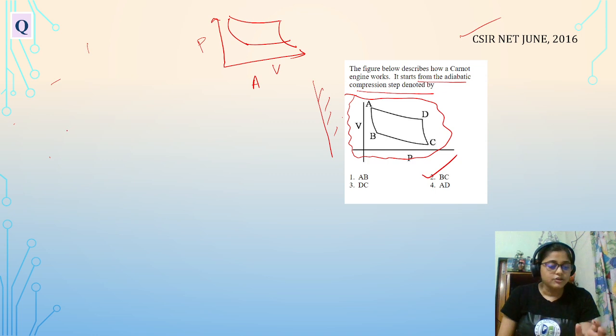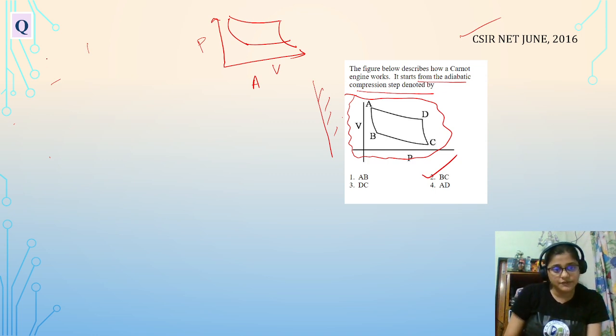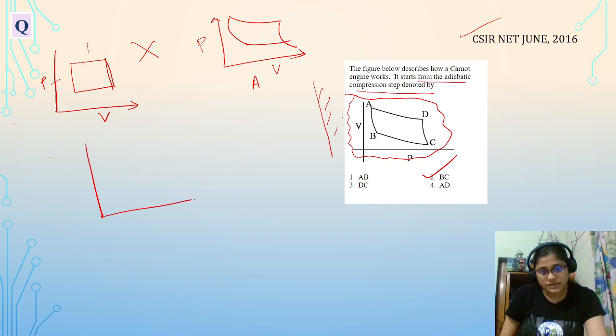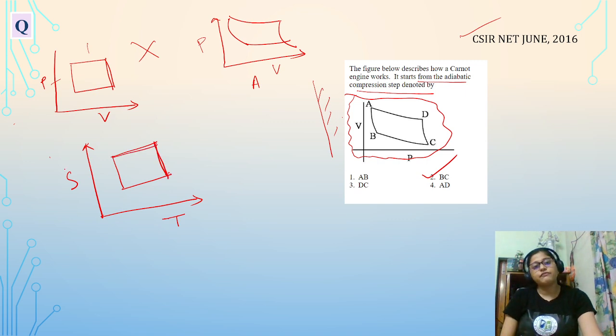Okay. So PV graph is given, but PV graph looks like this. So we know that for PV, this kind of graph is there. So it will not be the answer. But in one option there was one S and T graph that looks like this. This kind of graph will be the answer.